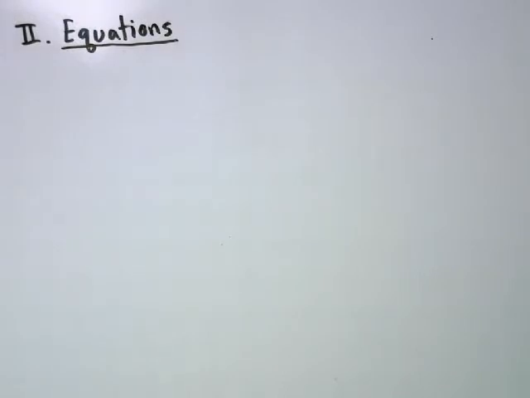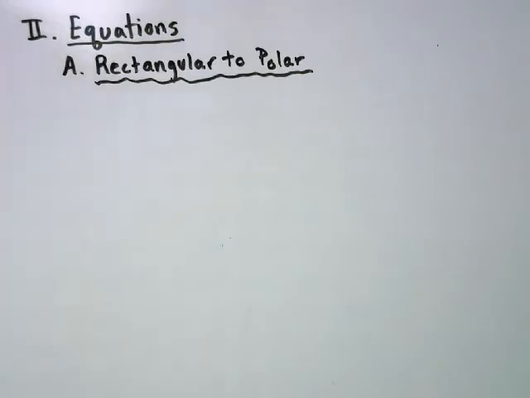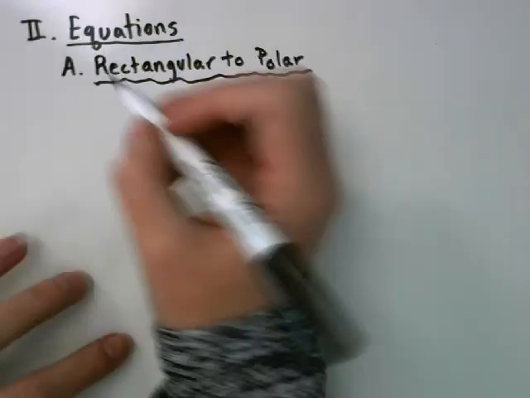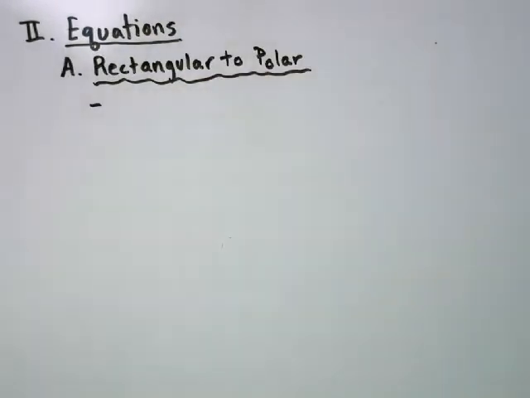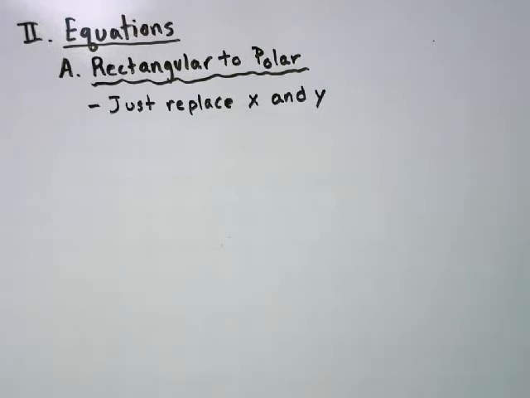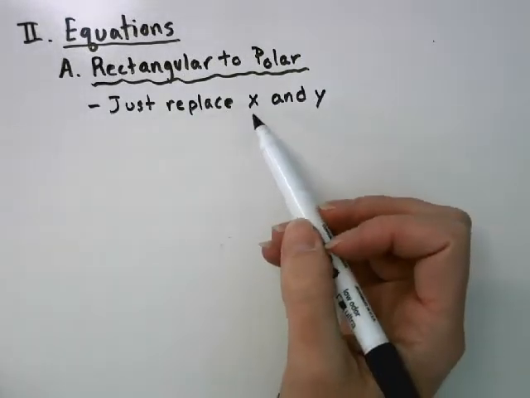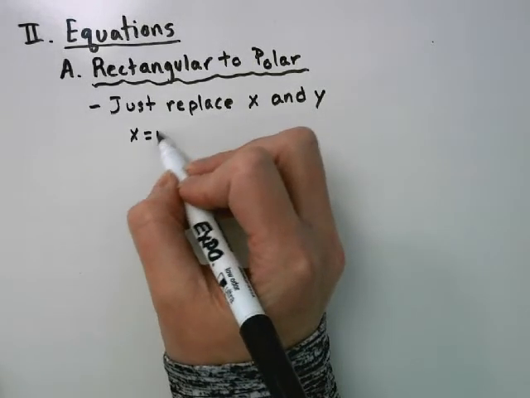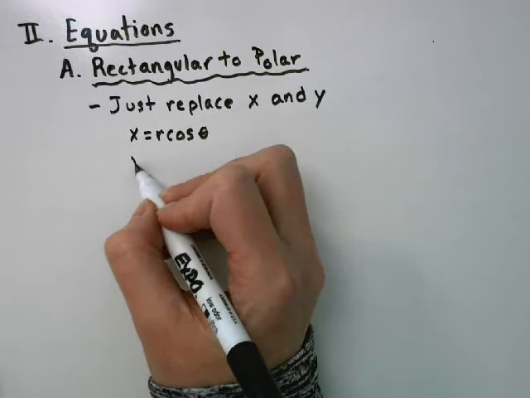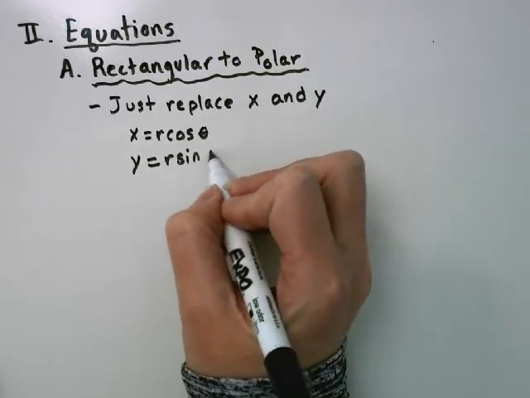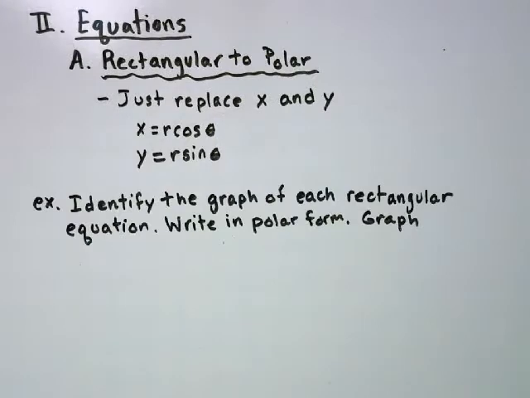Now we're going to convert equations. And we're going to start with going from rectangular to polar, because that's fairly straightforward. We're just going to replace the x and the y. We'll replace x with r cosine theta, and we'll replace y with r sine theta. Okay, so we're going to identify the graph of each polar equation or rectangular equation I give you, then write it in polar form, and then we're going to graph it.